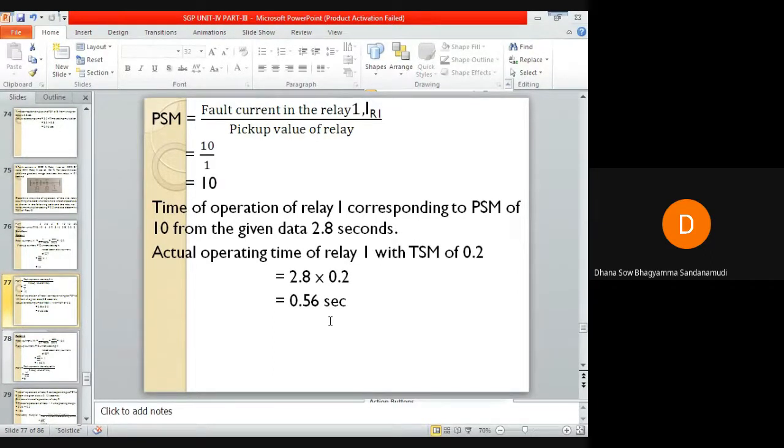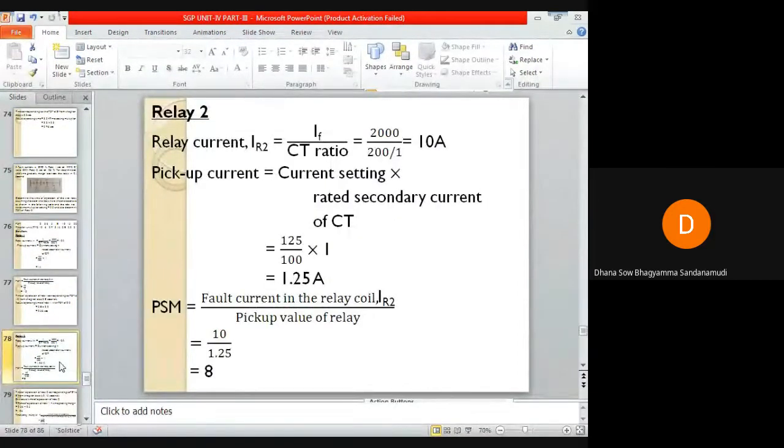Complete it and inform me. Okay, completed. Okay then. Next is relay 2.